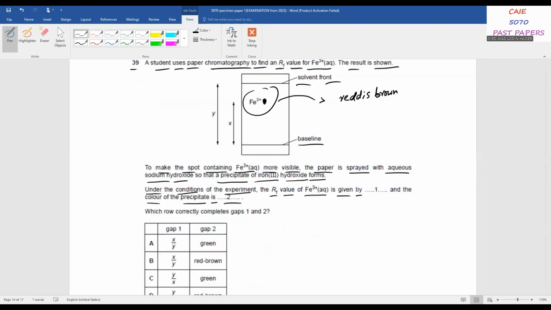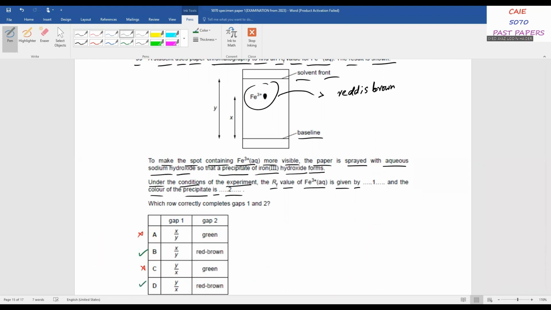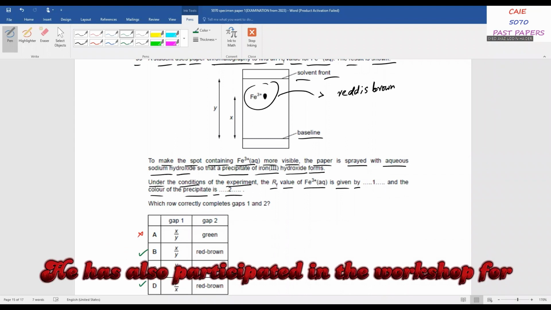And if you want to calculate the RF value, X will be divided by Y, because X is the distance traveled by Fe3+ and Y is the solvent front. So straight away A is wrong and C is also wrong. Either B is correct or D is correct because in both these, gap 2 is showing red brown. B should be the correct answer because in B, gap 1 shows X divided by Y. So B is the right answer.